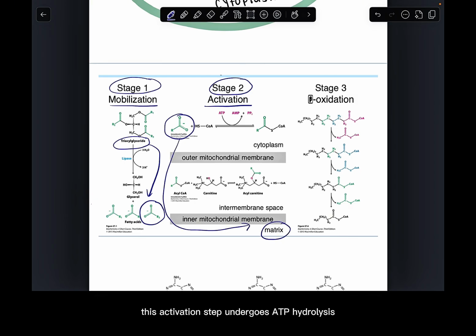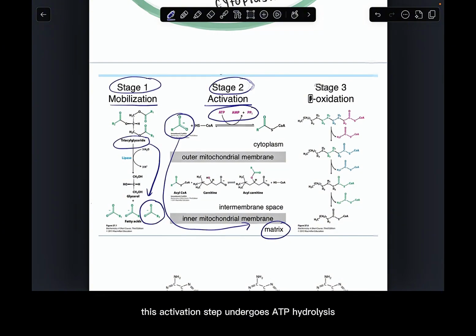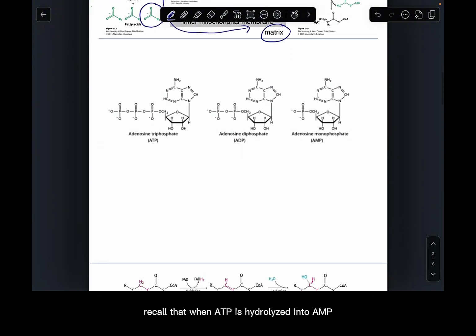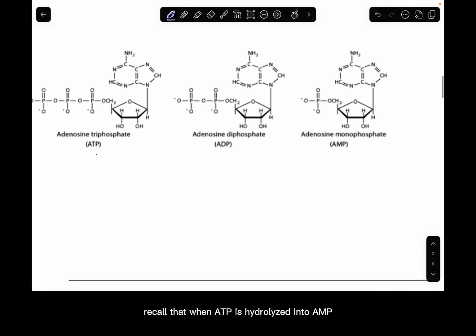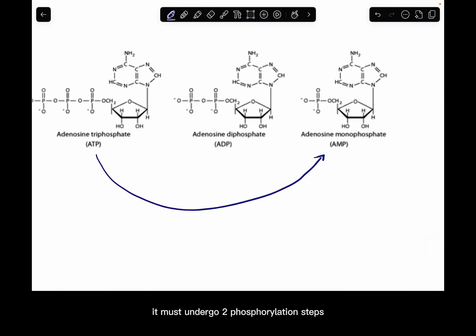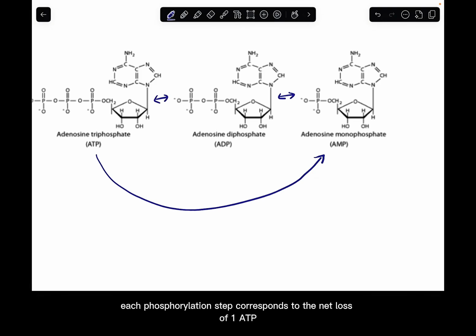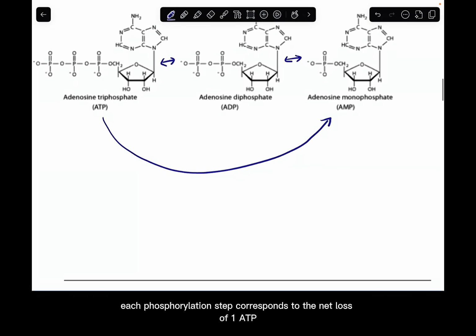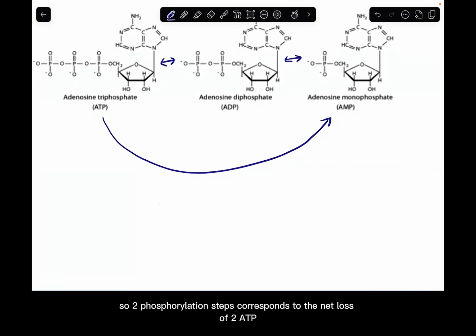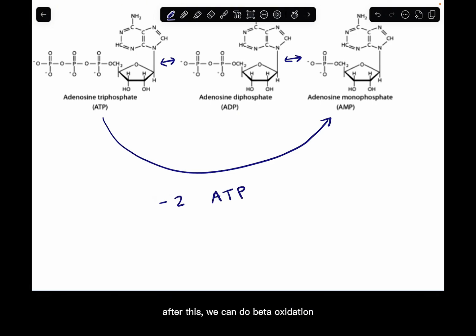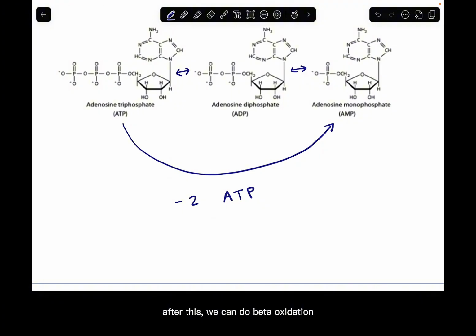This activation step undergoes ATP hydrolysis. Recall that when ATP is hydrolyzed into AMP, it must undergo two phosphorylation steps. Each phosphorylation step corresponds to the net loss of 1 ATP, so two phosphorylation steps corresponds to the net loss of 2 ATP. After this, we can do beta oxidation.